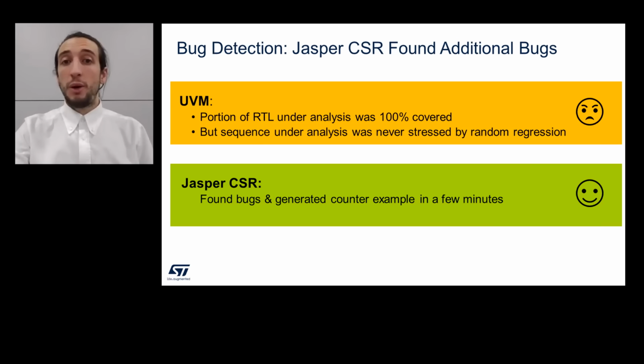An important thing to point out here is that UVM covered the RTL portions that contain those two bugs. And even so, our random regressions never stressed those sequences under analysis, and some bugs were missed. In contrast, Jasper was able to exhaustively find all the bugs and generate counterexamples nearly instantly, so that we were able to understand why things were not working as expected.